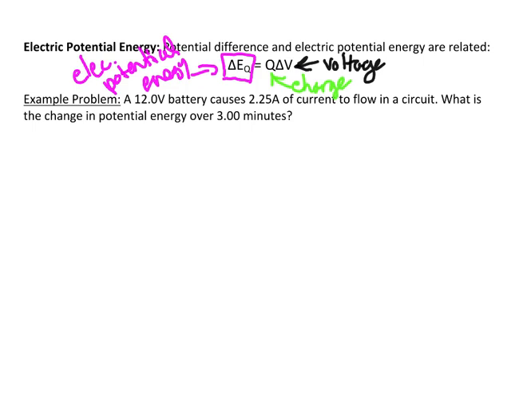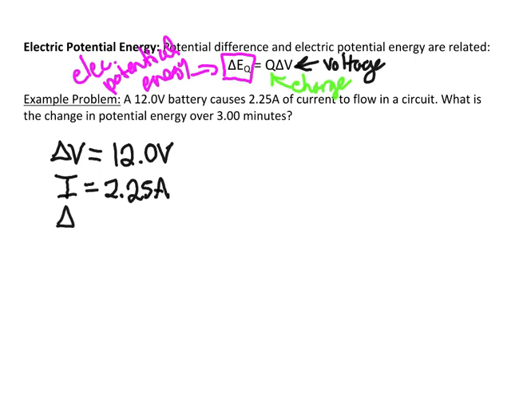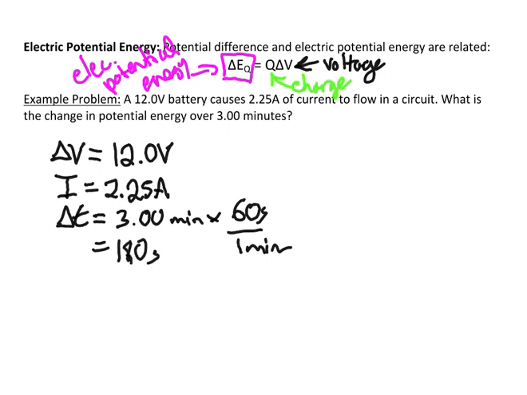Let's look at that in an actual problem. So say you've got a 12-volt battery. If I see the units of volts, that means I'm talking about a potential difference. So 12 volts there. It causes 2.25 amps of current to flow. The symbol for current is I. So 2.25 amps flow around the circuit. And the time that's going to go by is 3 minutes. Now I need to convert that into seconds. So you're going to want to multiply by 60 seconds over 1 minute. And when we do 3 times 60, we get 180 seconds.